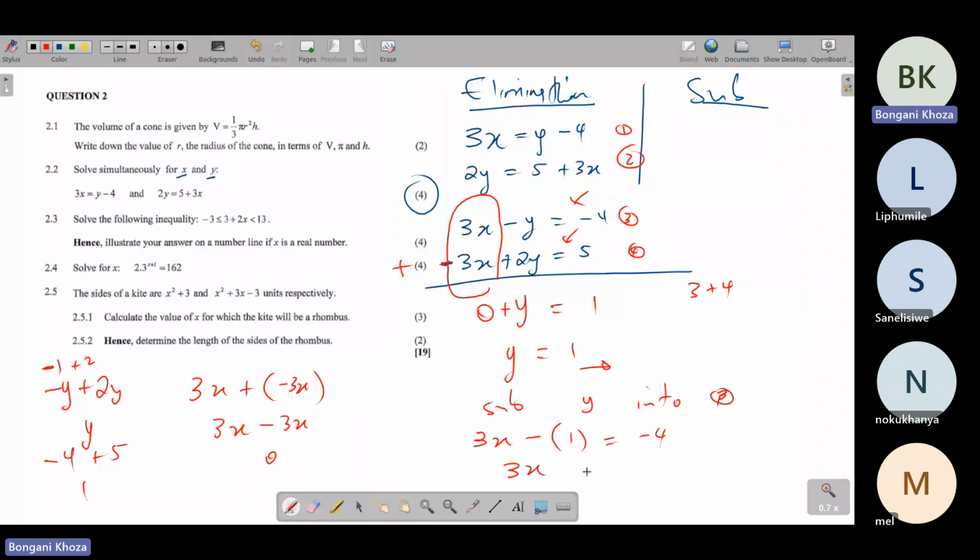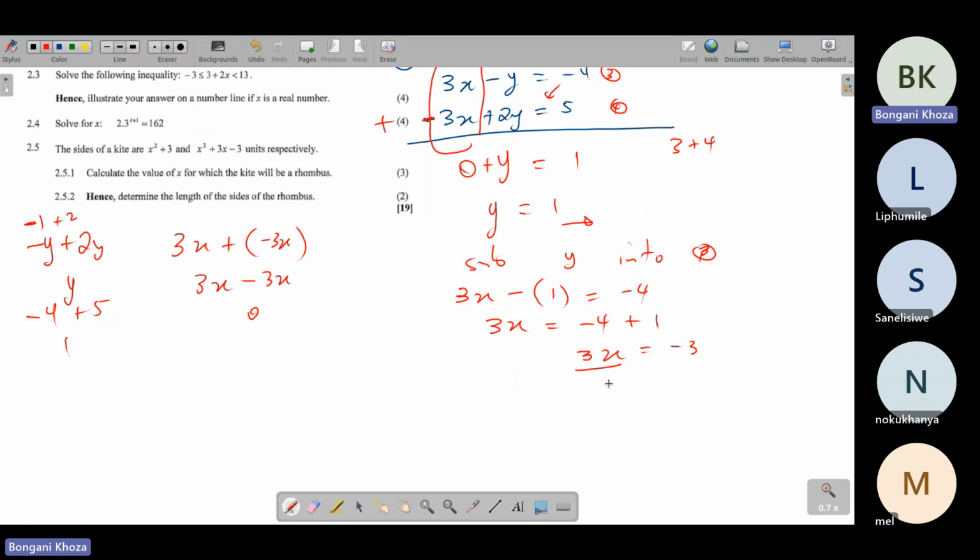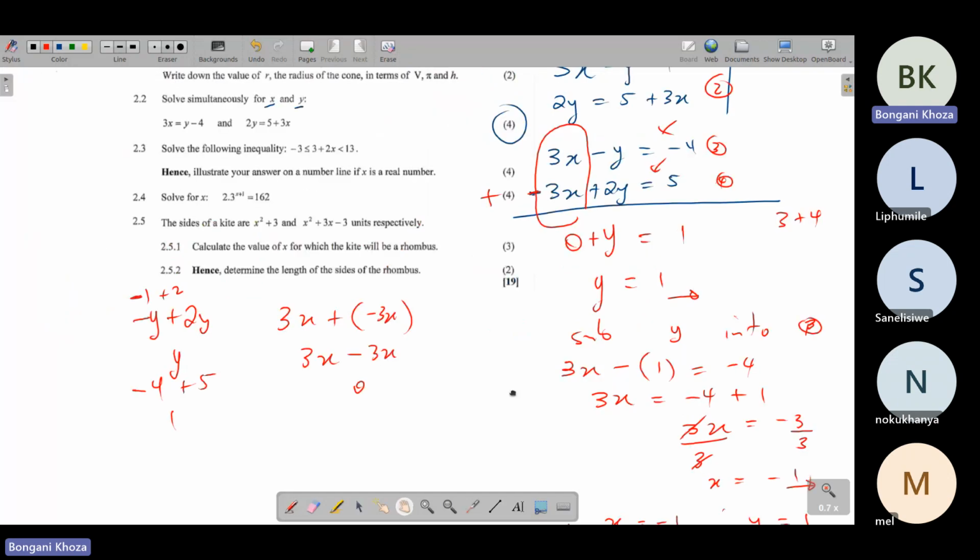And then I'm going to have 3x equals minus 4. This is negative 1. When it crosses over, it becomes plus. So I end up with 3x equals minus 3. I divide by 3 over here. I'm left with x equals negative 1. So therefore, my x value is going to be negative 1. My y value is going to be 1, like that. That's my solution.